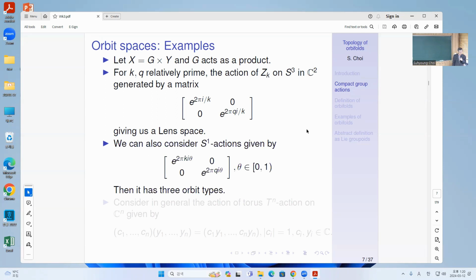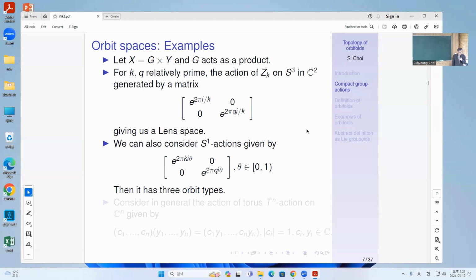But we can also consider an S^1 action. We can put in e^(2 pi i k theta) and e^(2 pi i q theta), where theta is in [0,1]. But 0 and 1 give the same elements, so it gives you an S^1 action. So it gives you a compact group action on S^3.